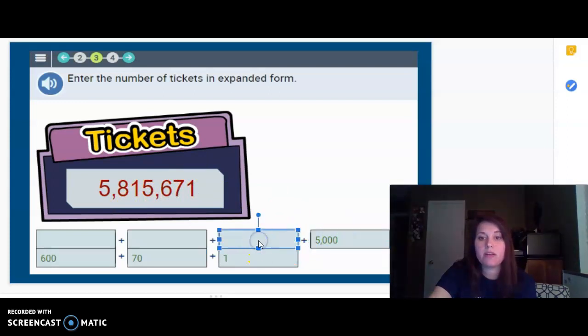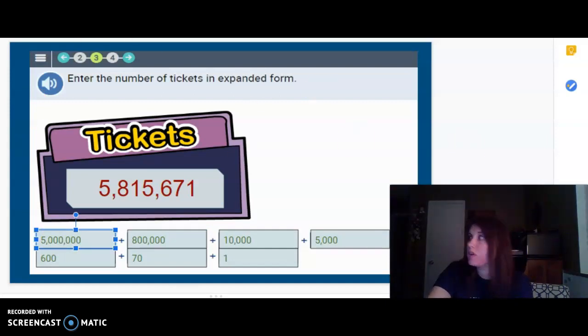Then I have a 1, and after the 1, I have a comma, so I have a 0 comma, and then 1, 2, 3. And notice your 0 just gets bigger each time. So I have 1, 0, 2, 3, 4, 5 zeros, and then lastly, with 5 million, I have 6 zeros. So that's another way that you can write your numbers in standard form into expanded form.